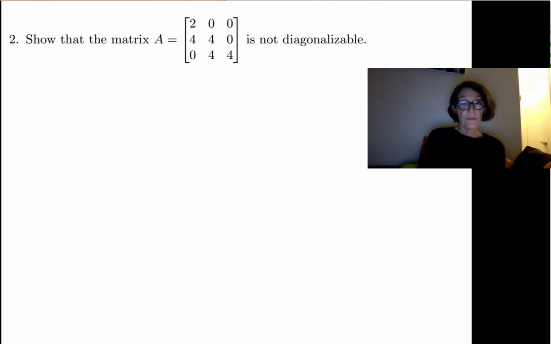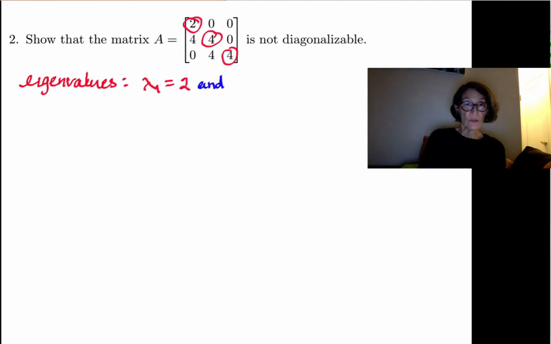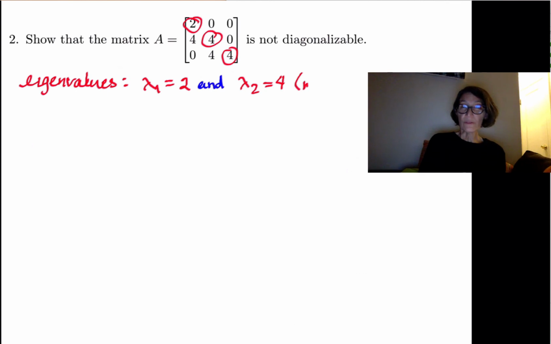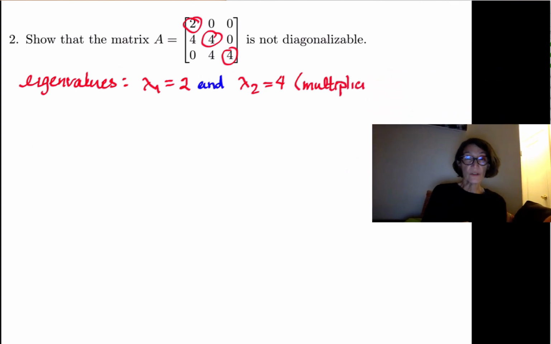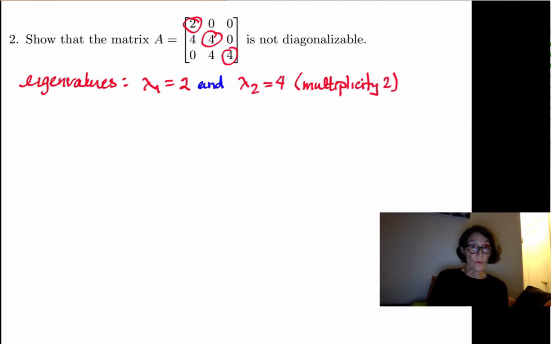So we're going to first find the eigenvalues and then look for eigenvectors and see if we have 3 linearly independent ones. Well, A, first of all, is a lower triangular matrix, so the eigenvalues are sitting right on the diagonal. So the eigenvalues are lambda 1 equals 2 and lambda 2 equals 4. And lambda 2 has multiplicity 2.